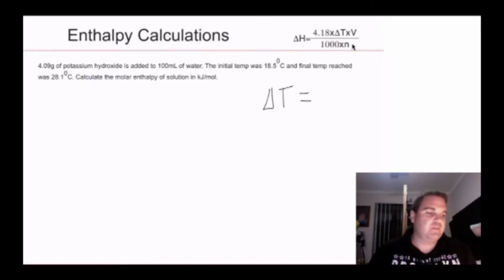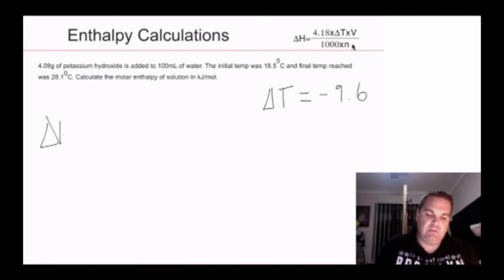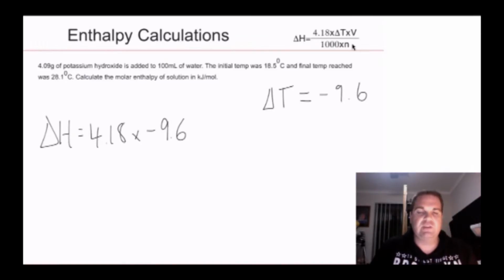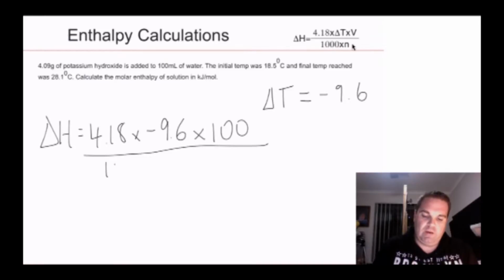If we do initial take final, we get our delta T of minus 9.6. Now this time it is important, because we're talking about enthalpy, so we want to know that it's a negative value. Our volume of water is 100 mils, so delta H is 4.18 times our change in temperature, which is minus 9.6. It's important you do that initial take final, because that will give us our negative value for our exothermic reaction, times our volume, which was 100, over 1,000 times the number of moles.